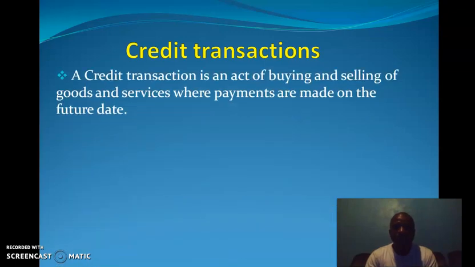Okay, a credit transaction is an act of buying and selling of goods and services where payments are made on a future date, or if you like, at a later date. So the difference between a cash and a credit transaction is that in a cash transaction, payments are made immediately, whilst in a credit transaction, payments are made on a later date or at a future date.